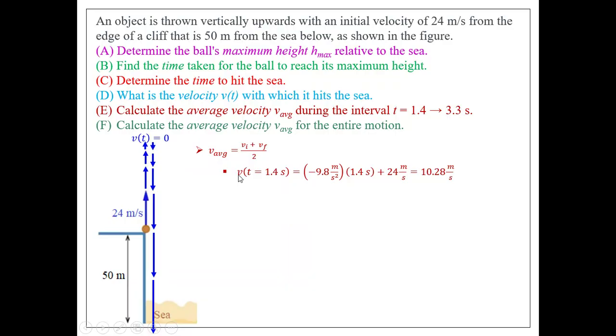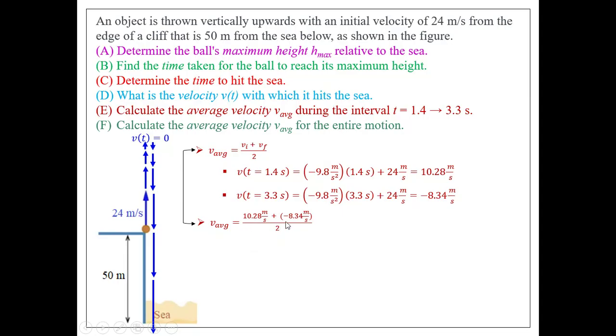So here is the velocity at 1.4 seconds. Velocity is just G times time plus VI. If you plug stuff in, you get 10.28, and you would do the same again for 3.3. The only thing different is plugging in the time. If you do that, the velocity is negative 8.34 at 3.3 seconds because it's on its way back down. So all we have to do is add these two values up. 10.28 plus negative 8.34 divided by 2, and you'll get positive 0.97 meters per second. And I include the positive sign here because it says average velocity, which is a vector.